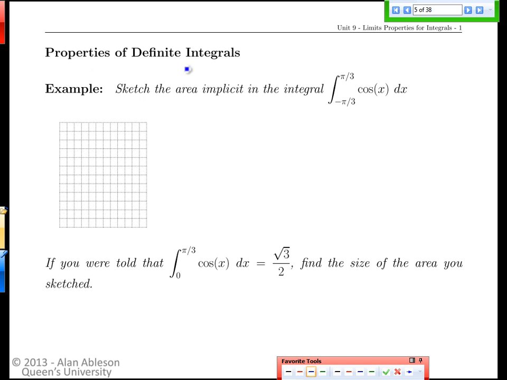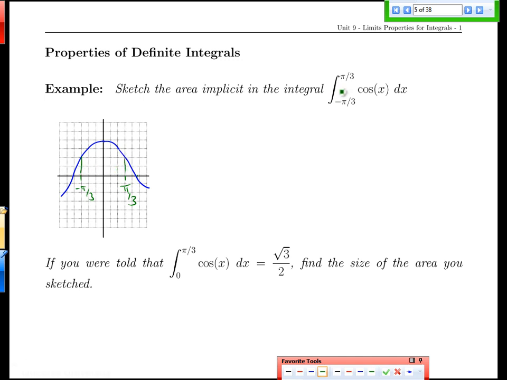There are many properties that will come in handy when it comes to evaluating integrals, and we'll study a few of them here. We're going to start off with a fairly simple sketch. The idea of the integral of cos of x. So cos of x has this shape here, and we're going out to negative pi over 3, which is, here's pi over 2, so pi over 3, negative pi over 3.